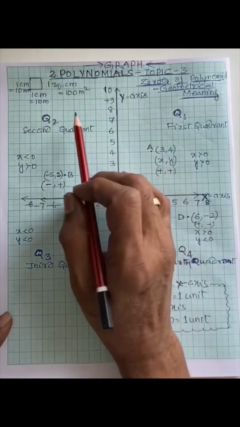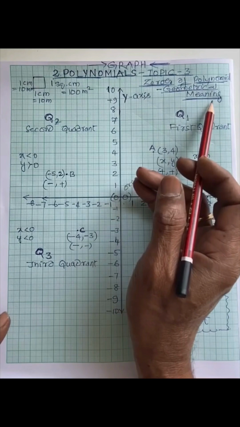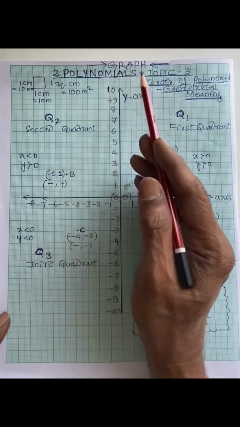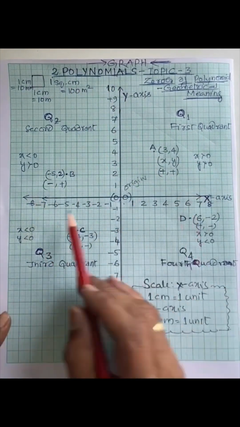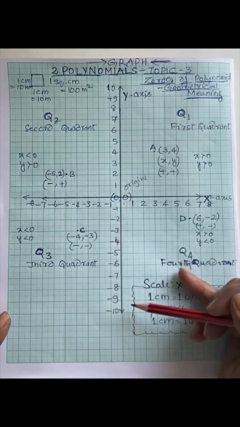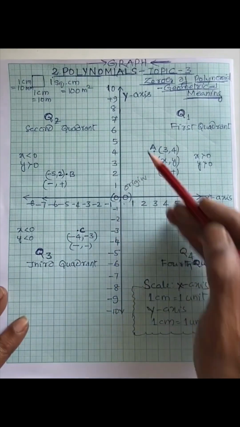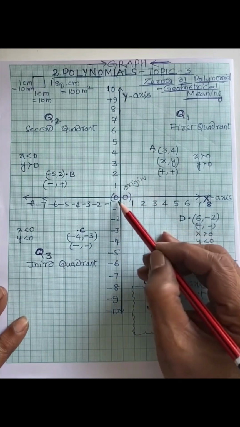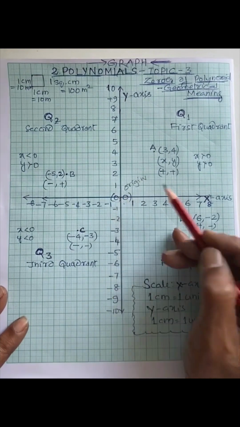Hi students, second chapter polynomials, topic 3 is zeros of polynomial, geometrical meaning, graphs. Before going to draw the graphs, you should know about graph. In this graph, horizontal line is called x-axis and vertical line is called y-axis. Intersecting point of these two axes is origin. This is represented by 0 0. This point is 0 0.